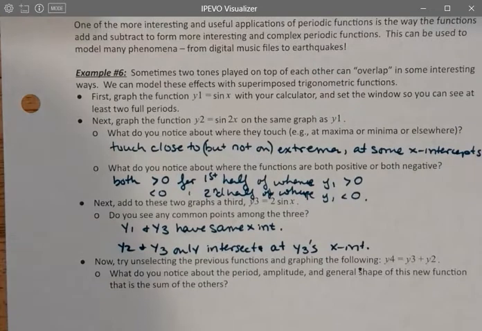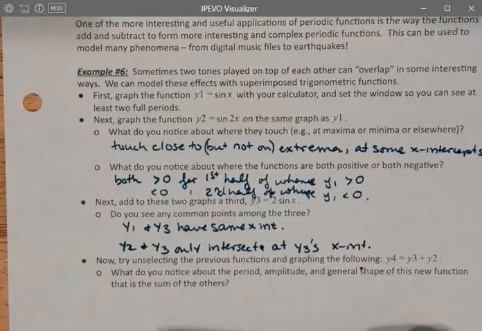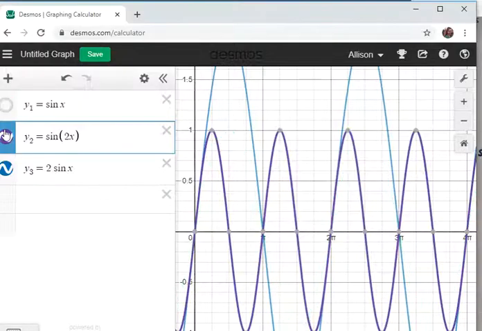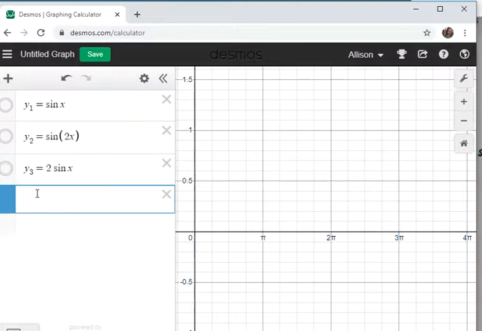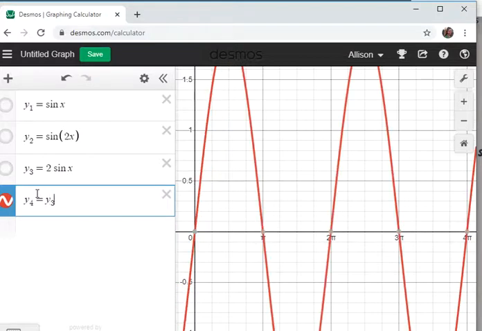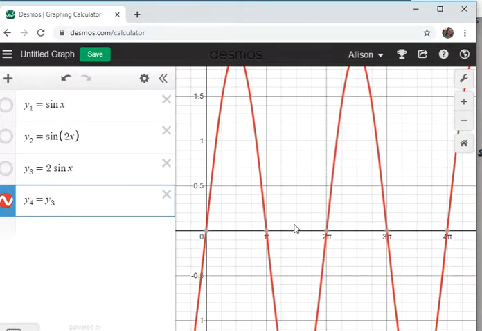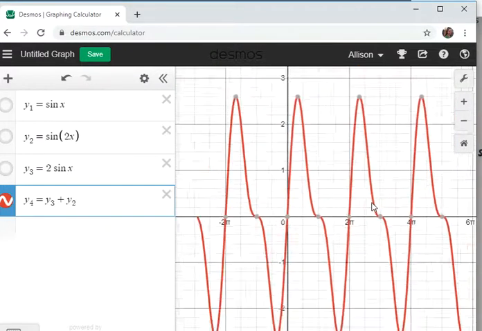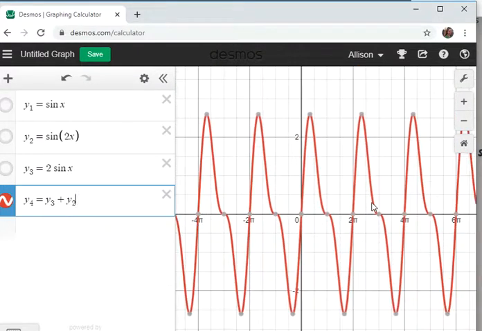Now try unselecting the previous functions and graph the following function. Okay, so we're going to turn those three off, but they're already defined. So when I graph a y4 function, that is going to be equal to y3, that's just the graph of y3, and we're going to add on y2. Okay, so now we have a sum of these two trigonometric functions. You can see some really interesting things happening here. So it does not look like the same cosine or sine function anymore. It's got some swishes going on there in the middle.